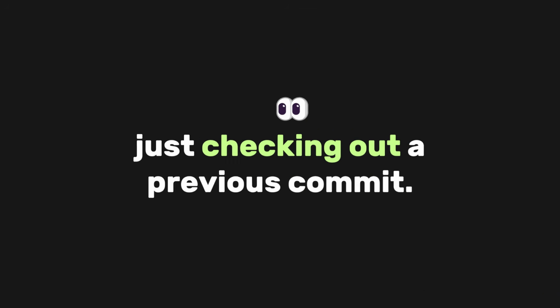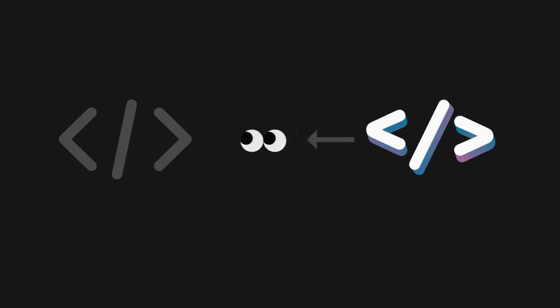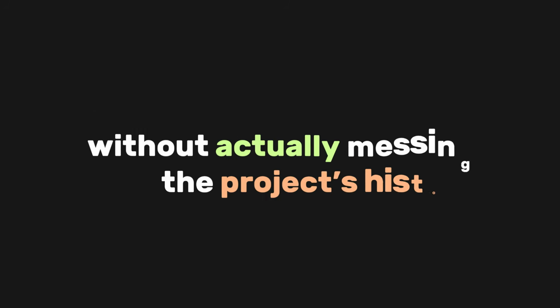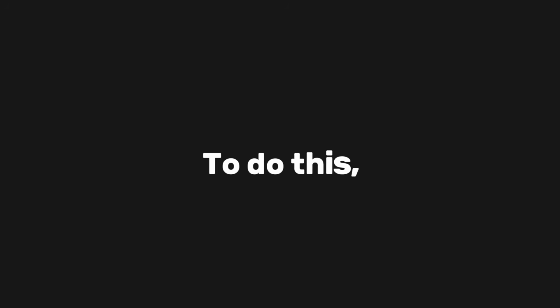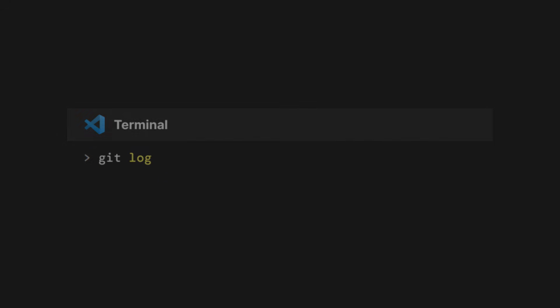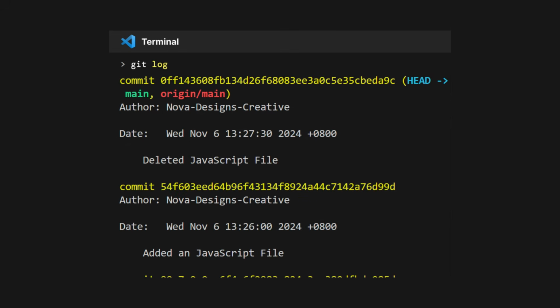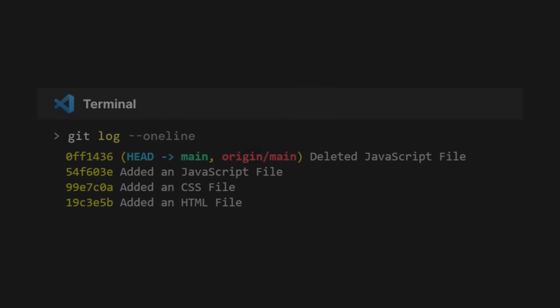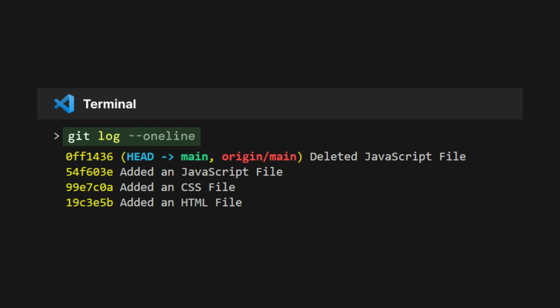The first way is just checking out a previous commit. This basically means you're taking a look at an older version of your code to see what's changed, without actually messing with the project's history. To do this, start by running git log. This command shows you a list of all the commits made in your project, so you can see who made each change, when, and what was updated. Each commit has its own ID or commit hash. If you have a lot of commits and the list is overwhelming, try running git log --oneline to keep it short and sweet.